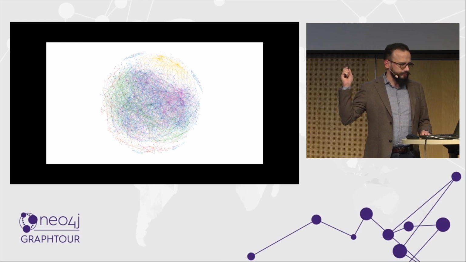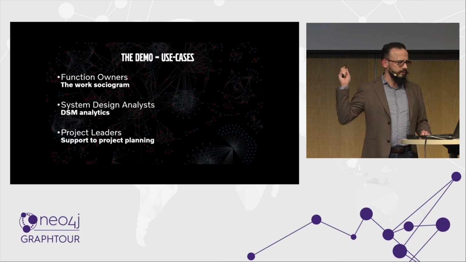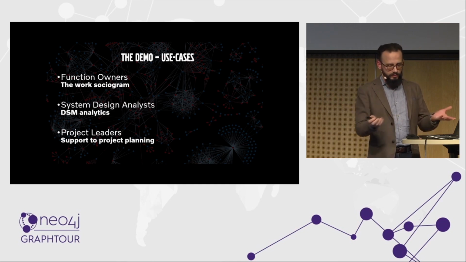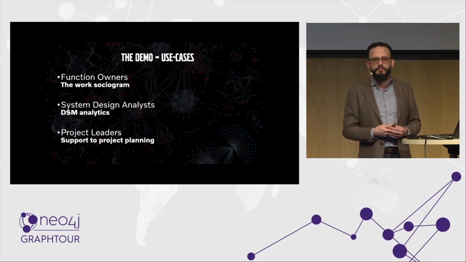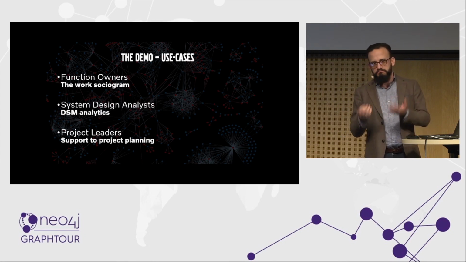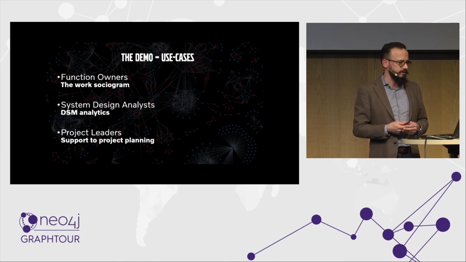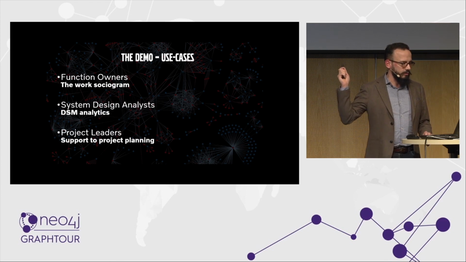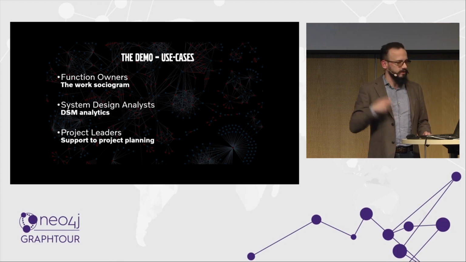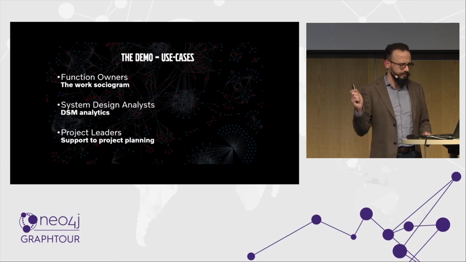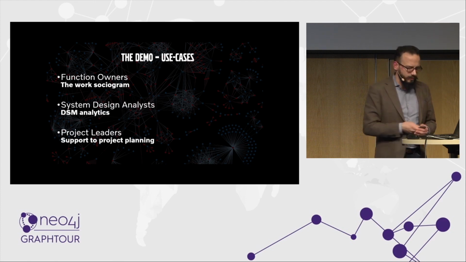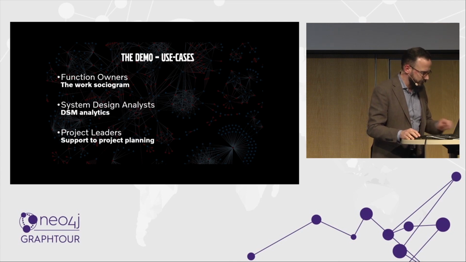In a little demo, first we'll have a look at what we can do with the functional disposition graph from a function owner perspective. A function owner is someone who has the responsibility to specify and develop a functionality. Then we'll have a look at how functional disposition can be used from a system design analyst perspective, and then from a project leader perspective. So we start with the function owner perspective.